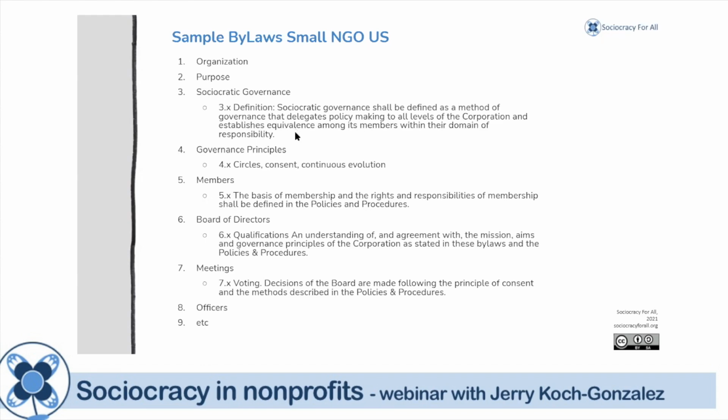And then there's a brief comment on sociocratic governance, just noting that sociocratic governance is defined as the method of governance applying to all levels of the corporation, and establishes equivalence among its members within their domain of responsibility. So we're putting sociocracy into the bylaws as a generic statement framework, but we don't detail it here.